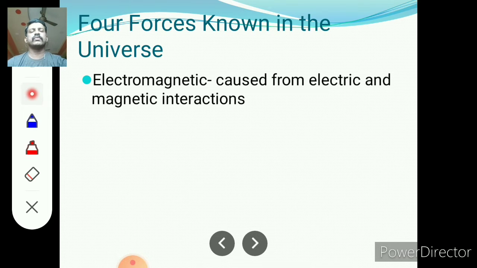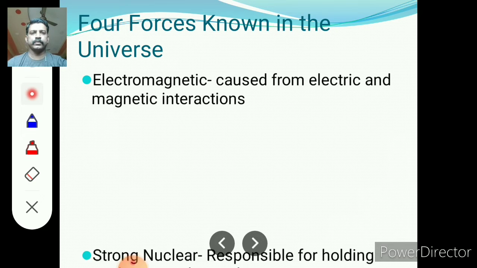Four forces are known in the universe. First one is electromagnetic force, caused due to electric and magnetic interaction. Means the force which is generated due to the electric and magnetic interaction is known as electromagnetic force. The electromagnetic waves are there. So wherever electric and magnetic fields are used, the electromagnetic force is generated.